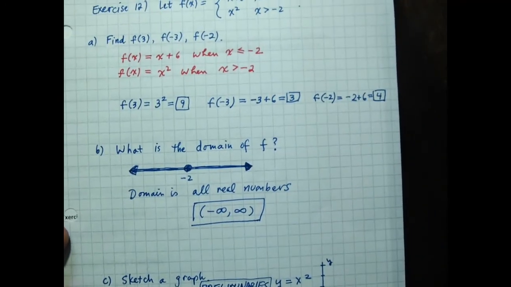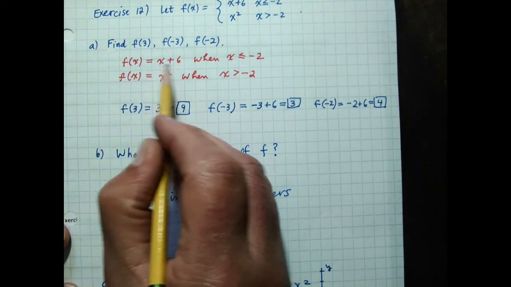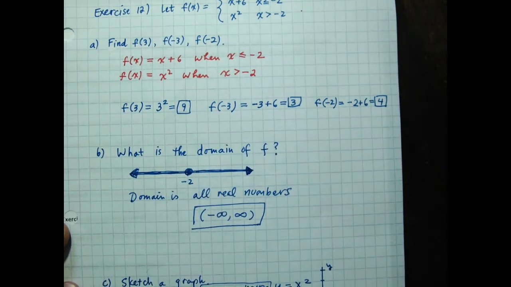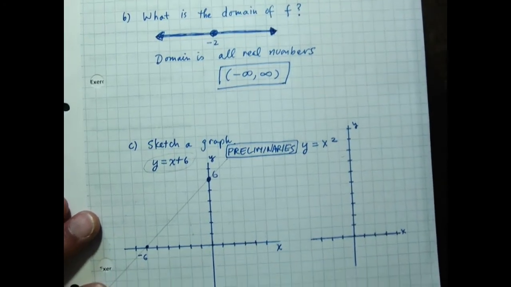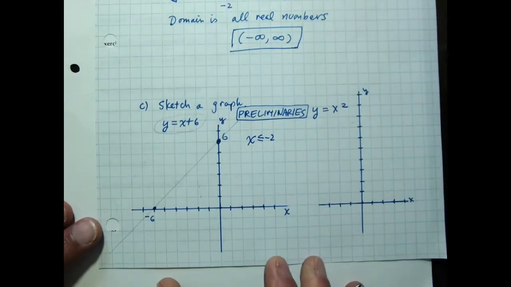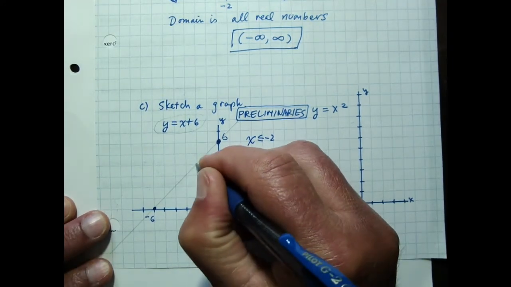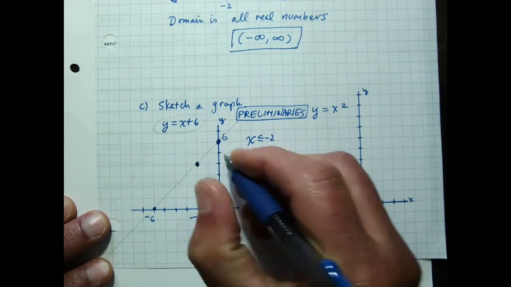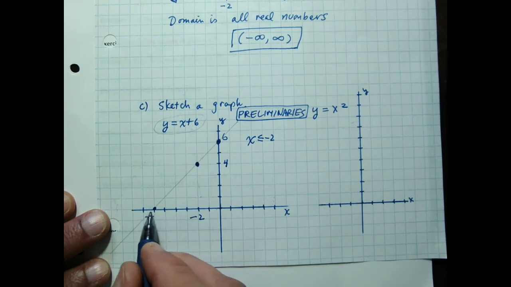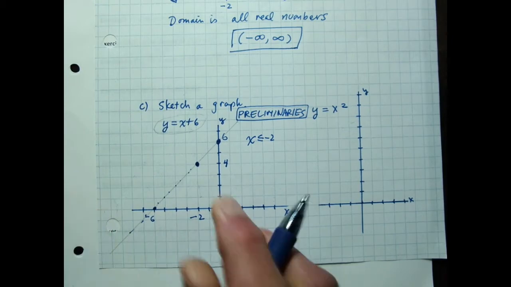This is where those conditions come into play. I want to only use f of x equals x plus 6 when x is less than or equal to negative 2. So let's actually write x less than or equal to negative 2 here. Negative 2 is right here on the x-axis. The point that corresponds to it is right here. That's negative 2, 4. When x is less than negative 2, I get points along here on the line.